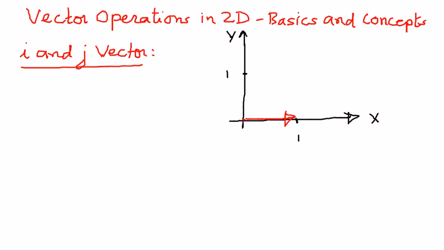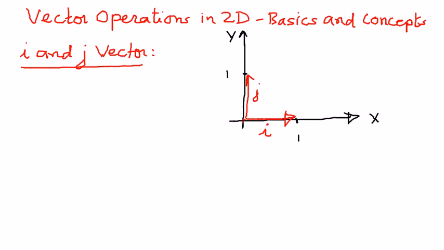If I were to travel 1 unit on the positive x-axis, I can call that the i vector. If I travel 1 unit on the positive y-axis, I can call this the j vector. And therefore, I can state i and j vectors as follows. i is a vector of unit length in the direction of the positive x-axis. j is a vector of unit length in the direction of the positive y-axis. That is the way we can define i and j vectors.